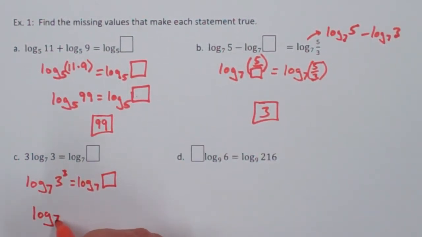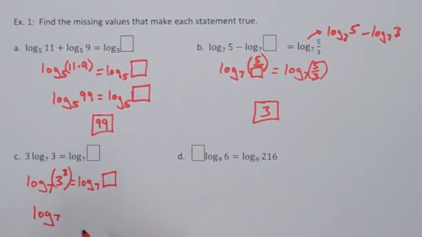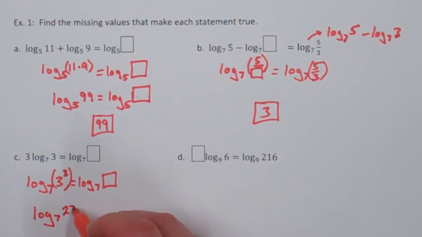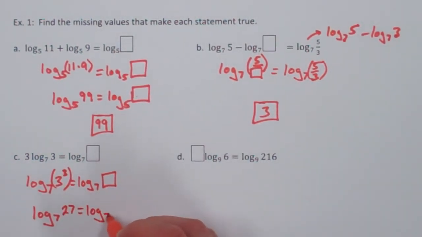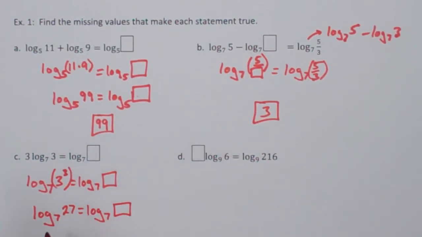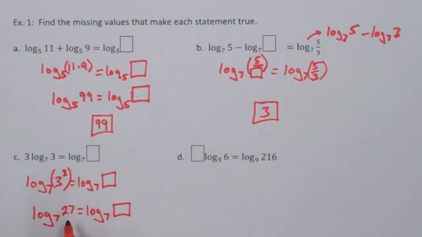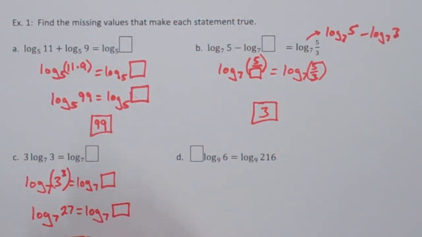If we do a little bit of math, this is all inside parentheses here. It's the argument position of the log. 3 to the third power is 3 times 3 times 3, so that should be 27. We've got log base 7 of that value. And it's only at this step that we can say that 27 is the missing spot. So we can write 27.